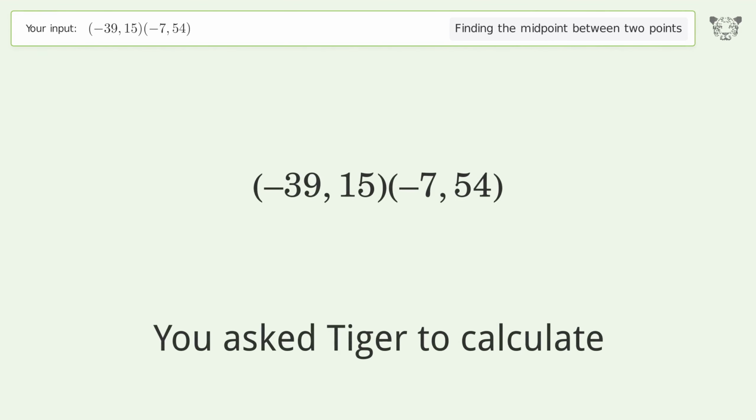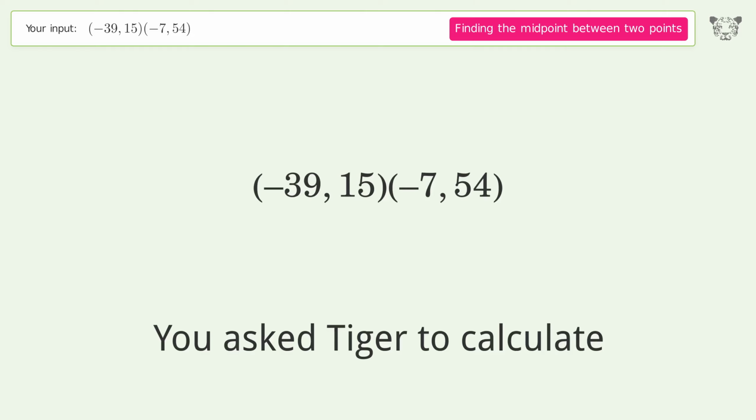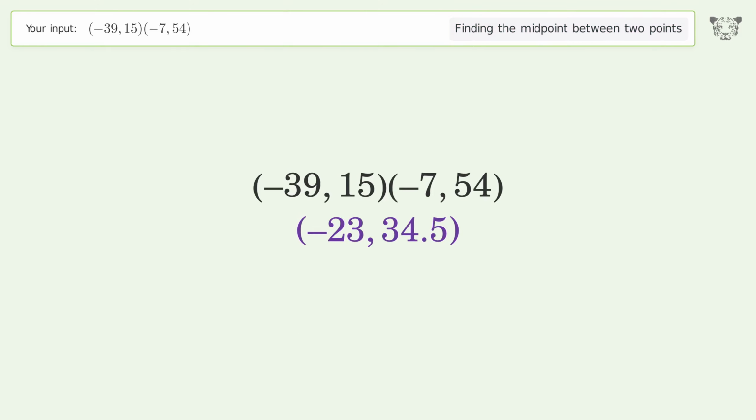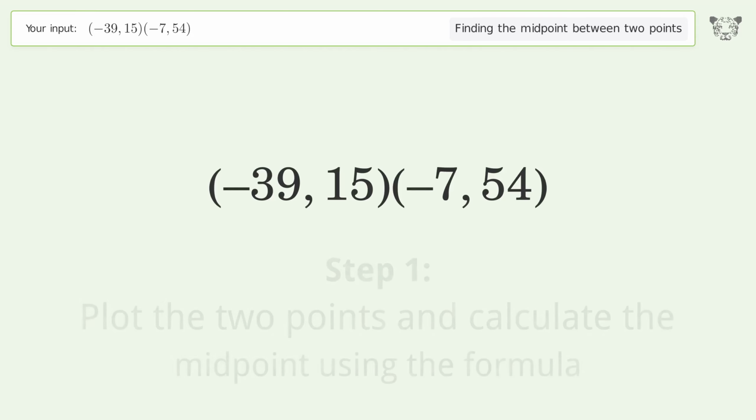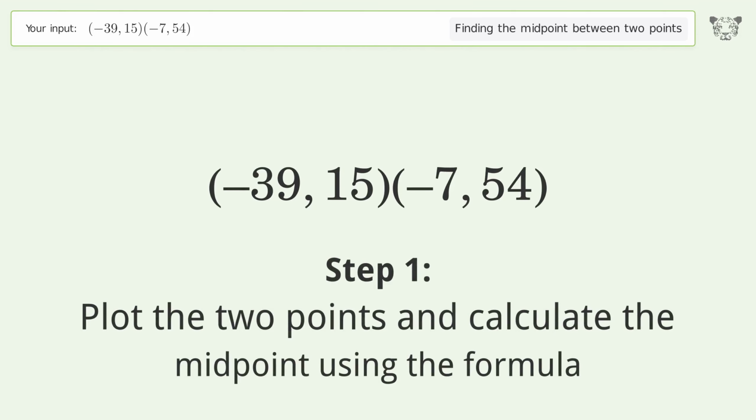You ask Tiger to calculate. This deals with finding the midpoint between 2 points. The midpoint between the 2 points is negative 23, 34.5. Let's solve it step by step. Plot the 2 points and calculate the midpoint using the formula.